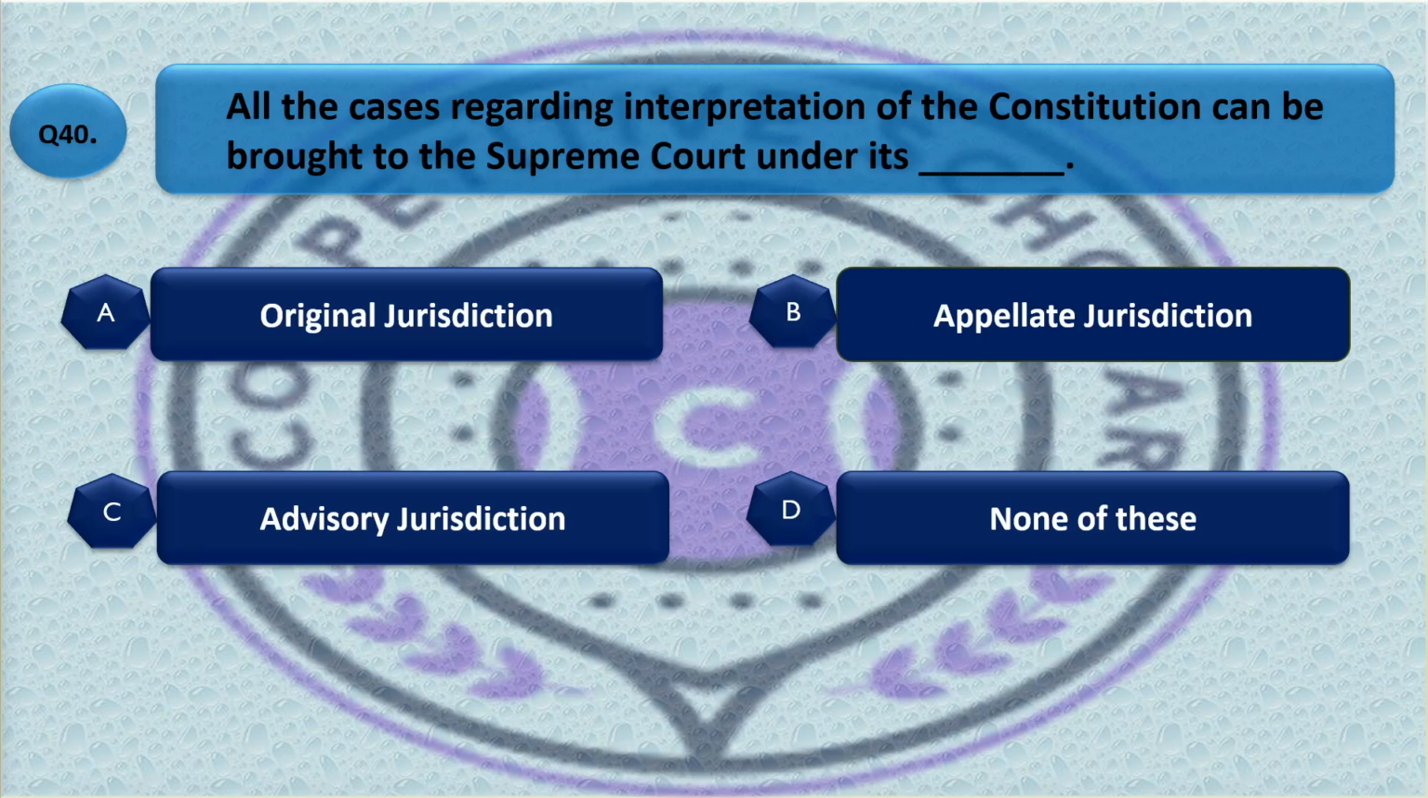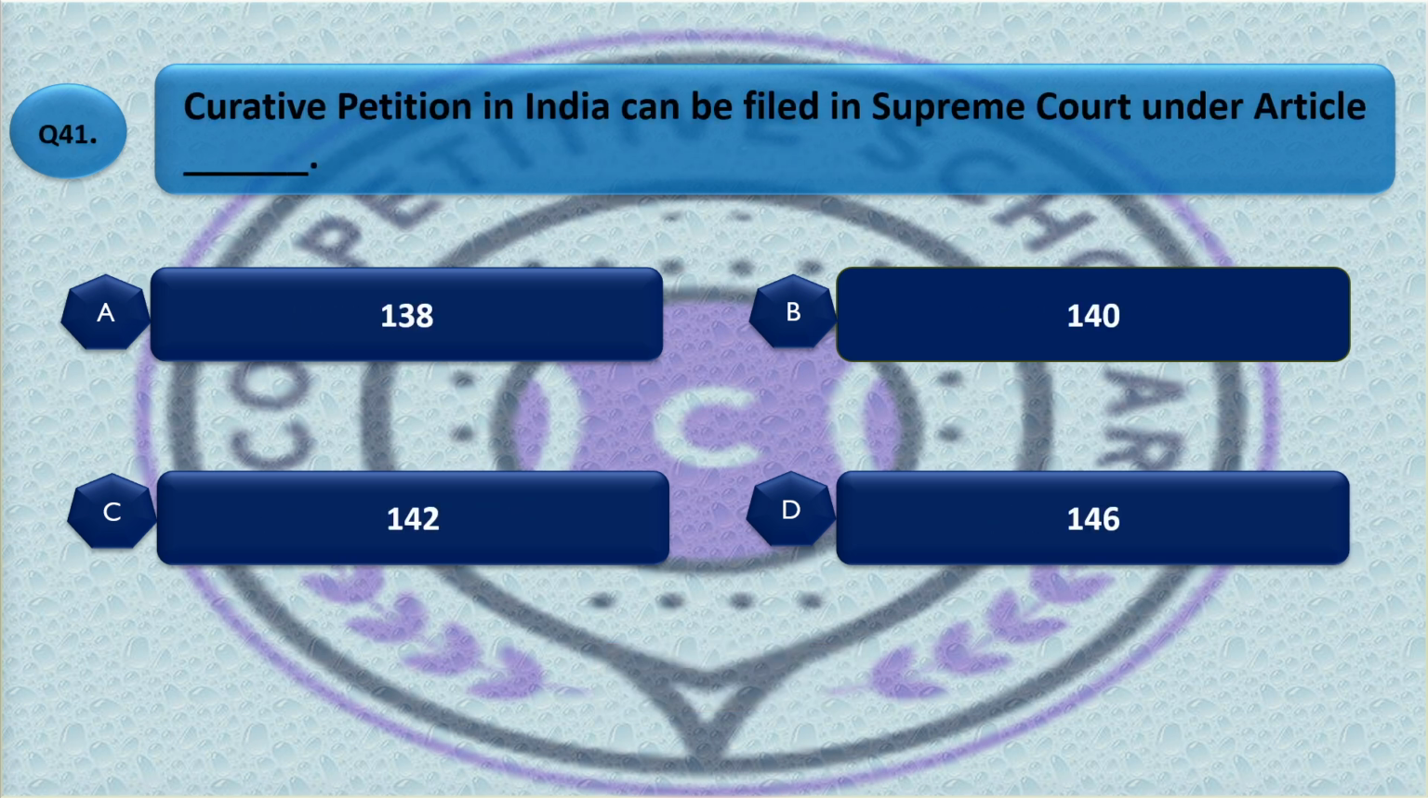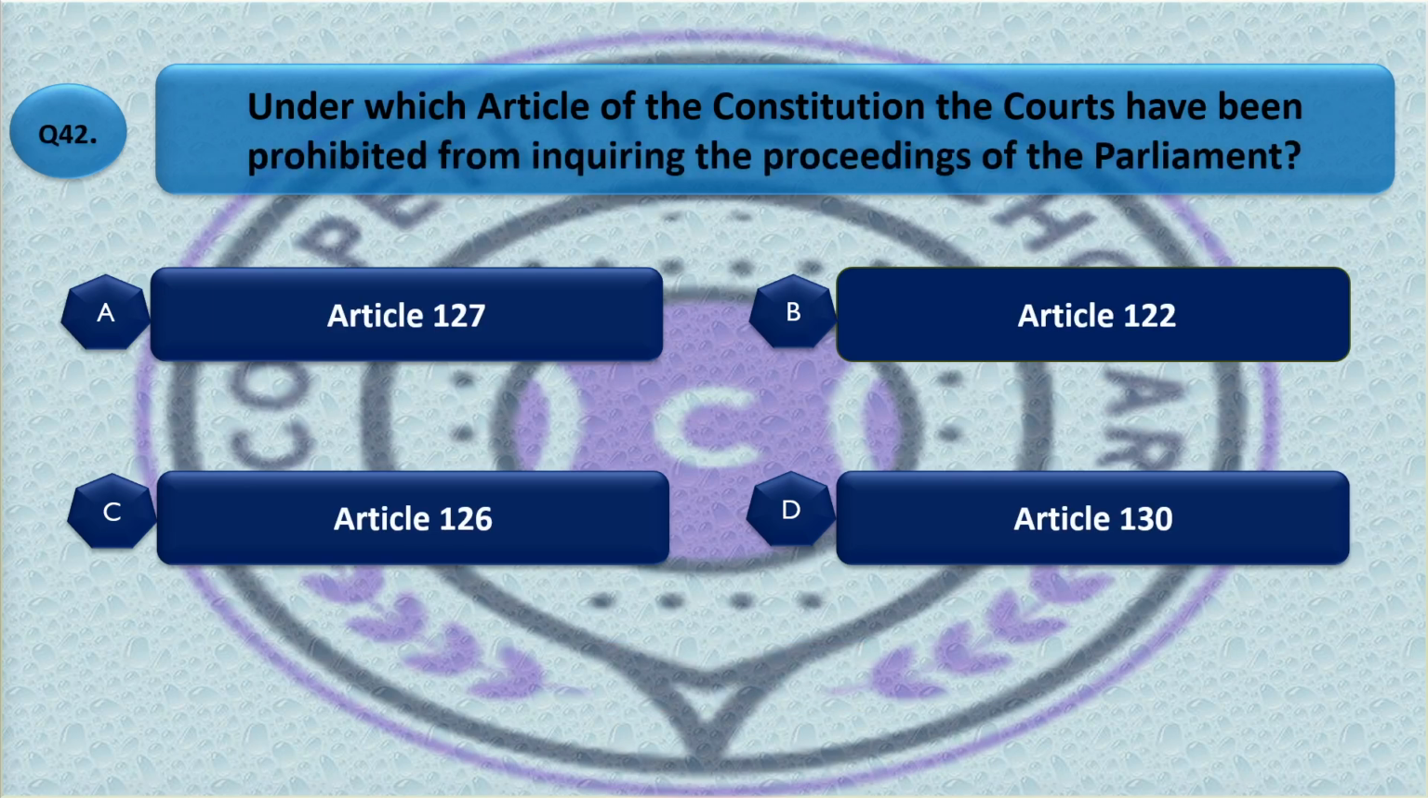Question 40. All the cases regarding interpretation of the Constitution can be brought to the Supreme Court under its original jurisdiction, appellate jurisdiction, advisory jurisdiction, none of these. Answer is appellate jurisdiction. Question number 41. Curative petition in India can be filed in Supreme Court under Article 138, 140, 142, 146. Answer is C, that is 142.